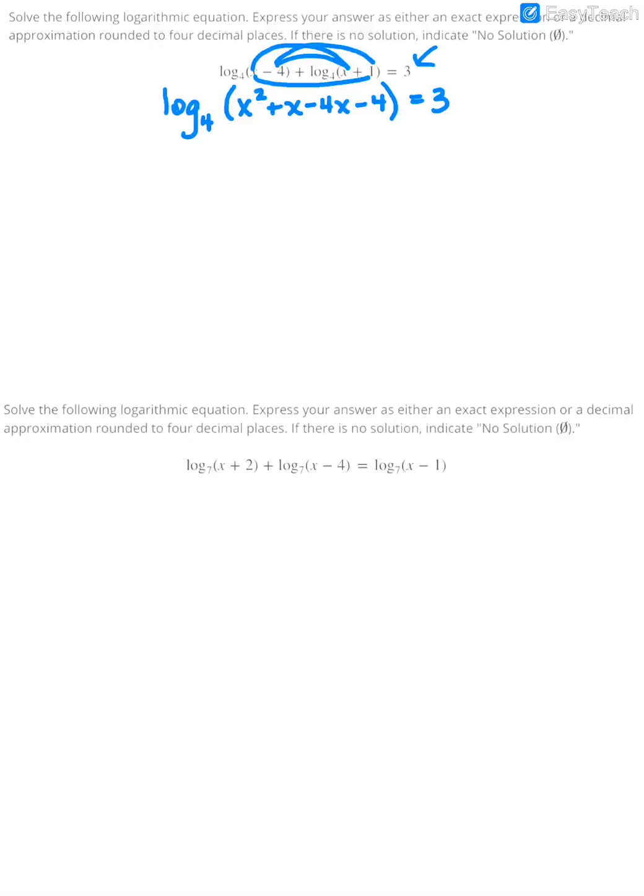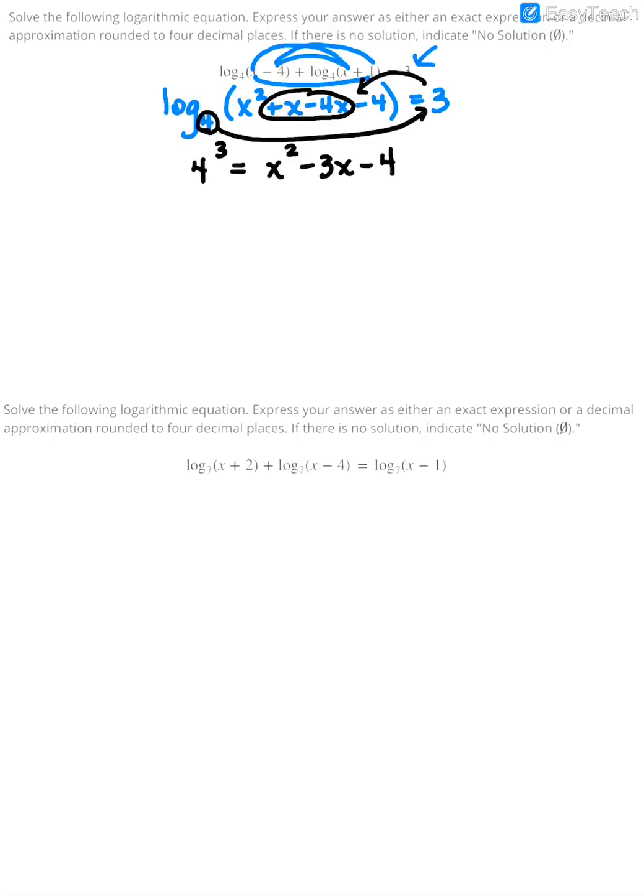Now, once I have a single log on one side, then I'm ready to change it into exponential form. 4 is my base. It gets raised to a power of 3, and that is equal to x squared. I'm going to go ahead and combine these like terms, so that would be a minus 3x minus 4. And this leaves you with an algebraic equation that you now need to solve.